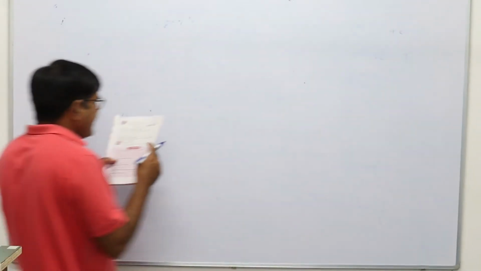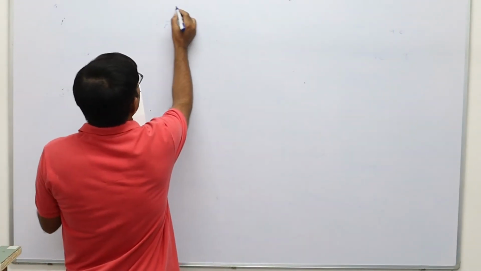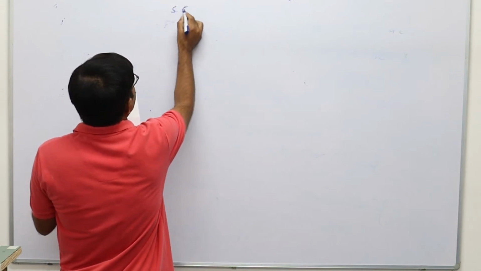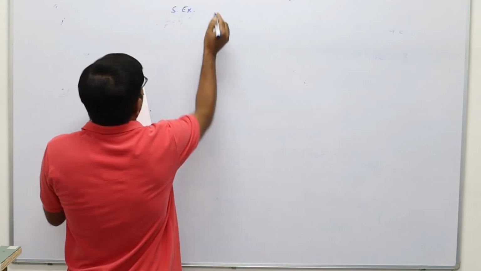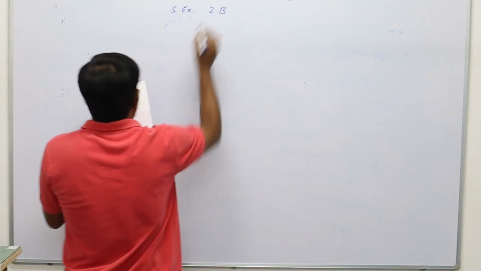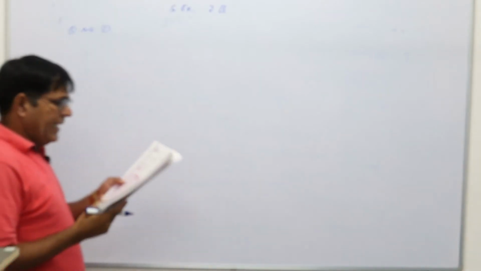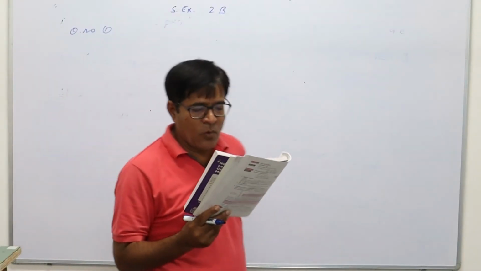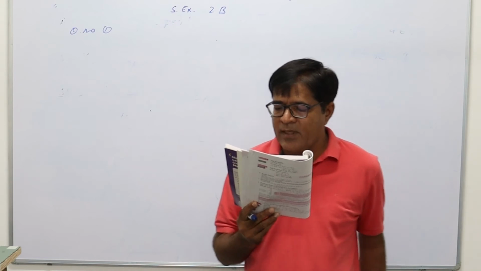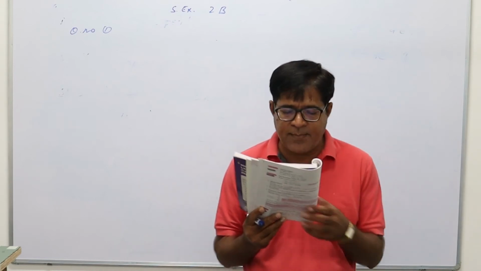So, the next exercise is self exercise 2b. Question number first. Fill in the blanks with a whole number to make each of the following a true statement.